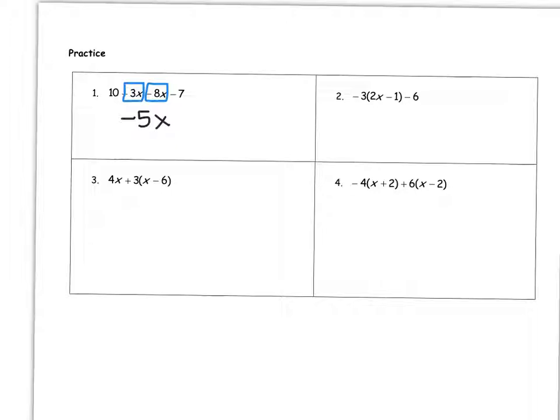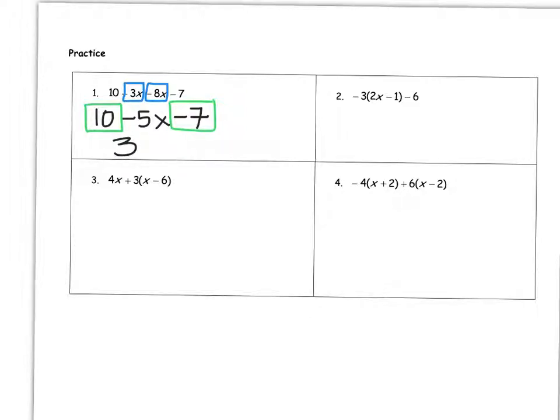And I'm just going to bring down these other terms. There was a 10 out front and a negative 7 over here. And I'm going to relook at my problem. The x is all by itself. There's nothing else alike with it. But I have some other like terms here. I have a 10 and a negative 7. I can combine 10 and negative 7 to get positive 3.